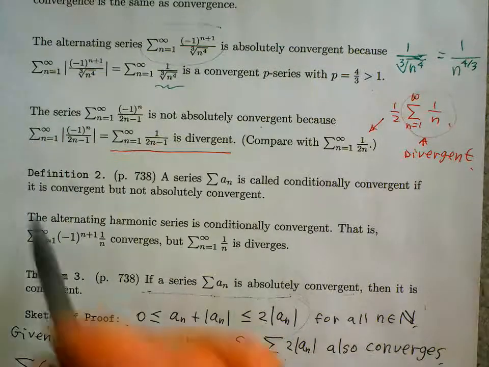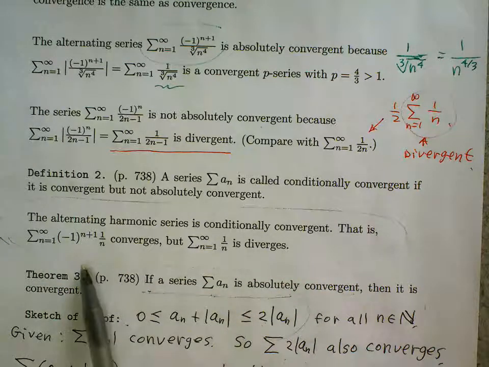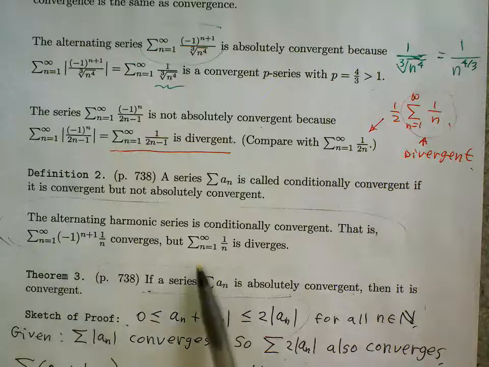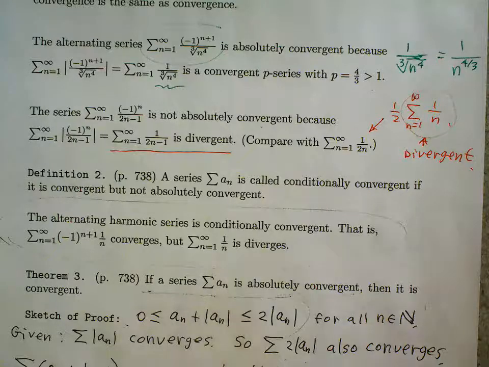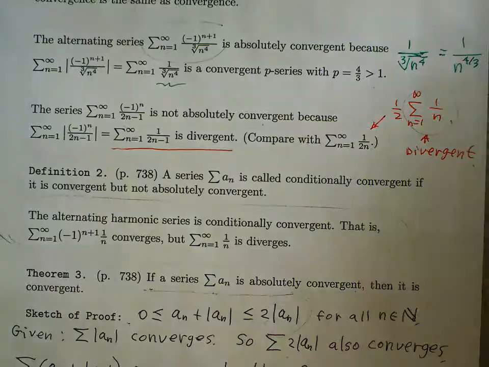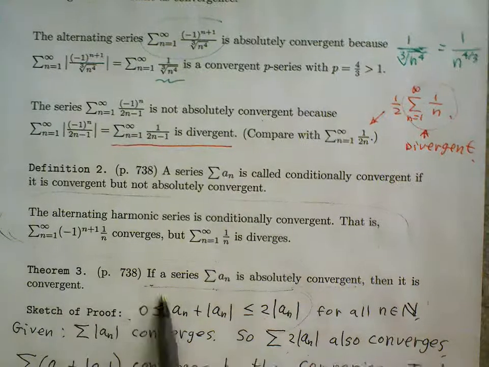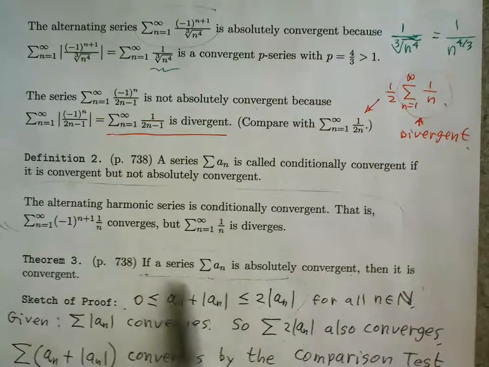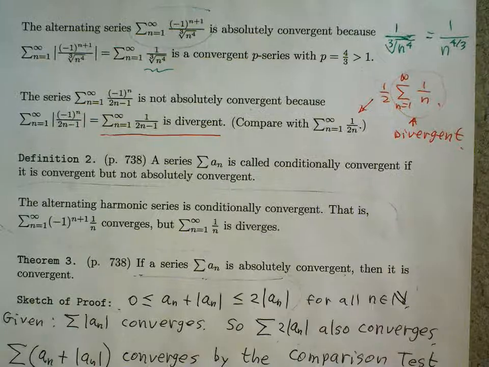Perhaps the most famous example of that kind is the alternating harmonic series, which is convergent, but in absolute value, we have the harmonic series, which is divergent. And then theorem 3: if a series is absolutely convergent, then it is convergent. Okay, after that, we discussed the ratio test.